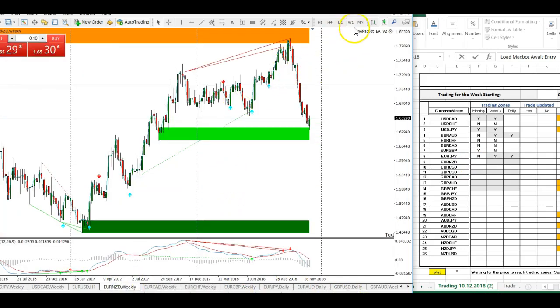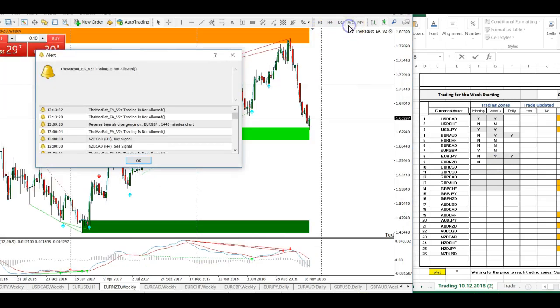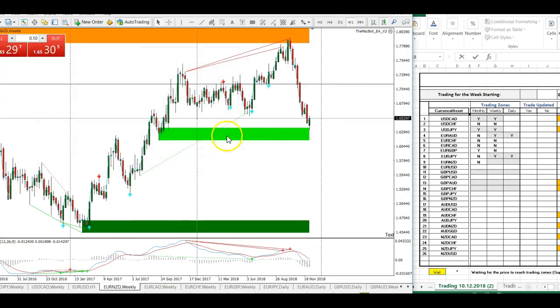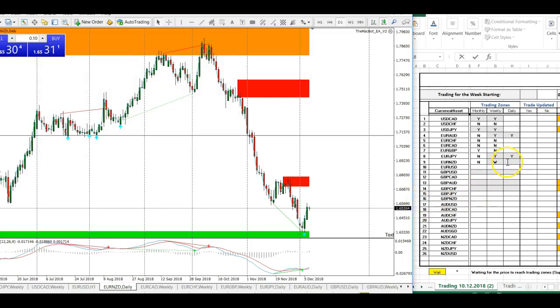Okay, so are we at a monthly? No. Next question. We've just come up from a weekly. We're at a weekly here. Yes, so this is the trade that's already in play. And next question, is there a daily? There was a daily down here, you can see with the signal down here, and it was a yes.